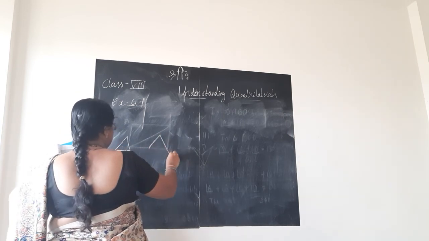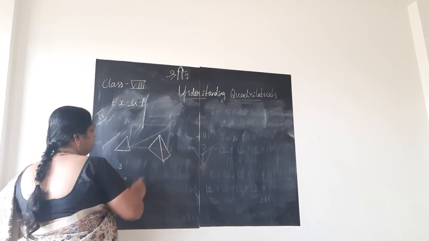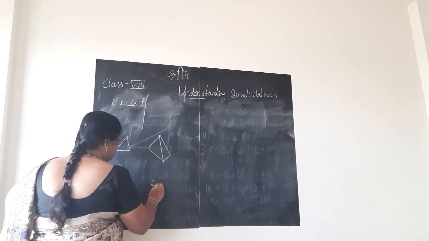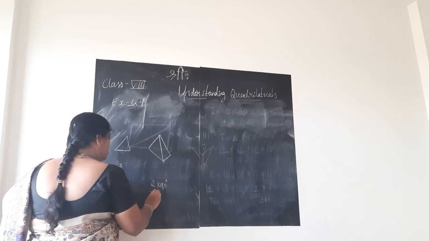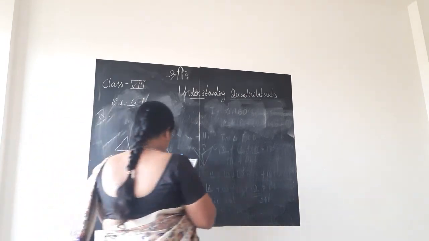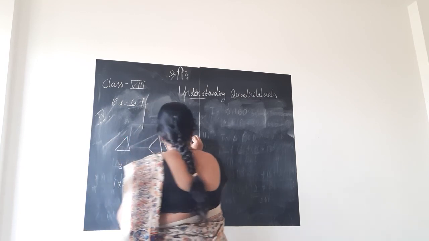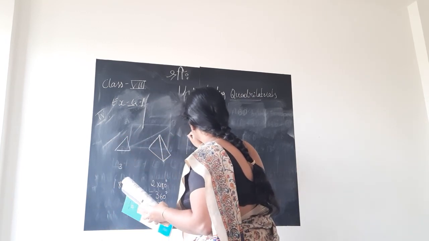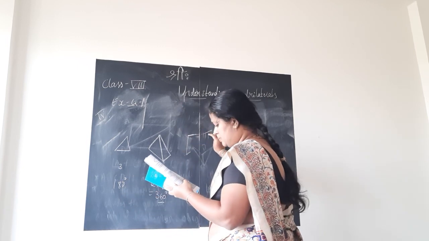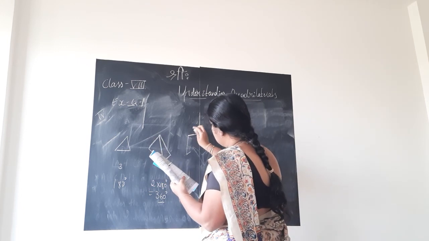Next you have a quadrilateral. If you draw the diagonal for a quadrilateral, again it will be divided into 2 triangles. So it is just 2 into 180 degree. 2 into 180 degree is 360 degree. Just now we found it out, no? Next they have drawn the pentagon, 5.